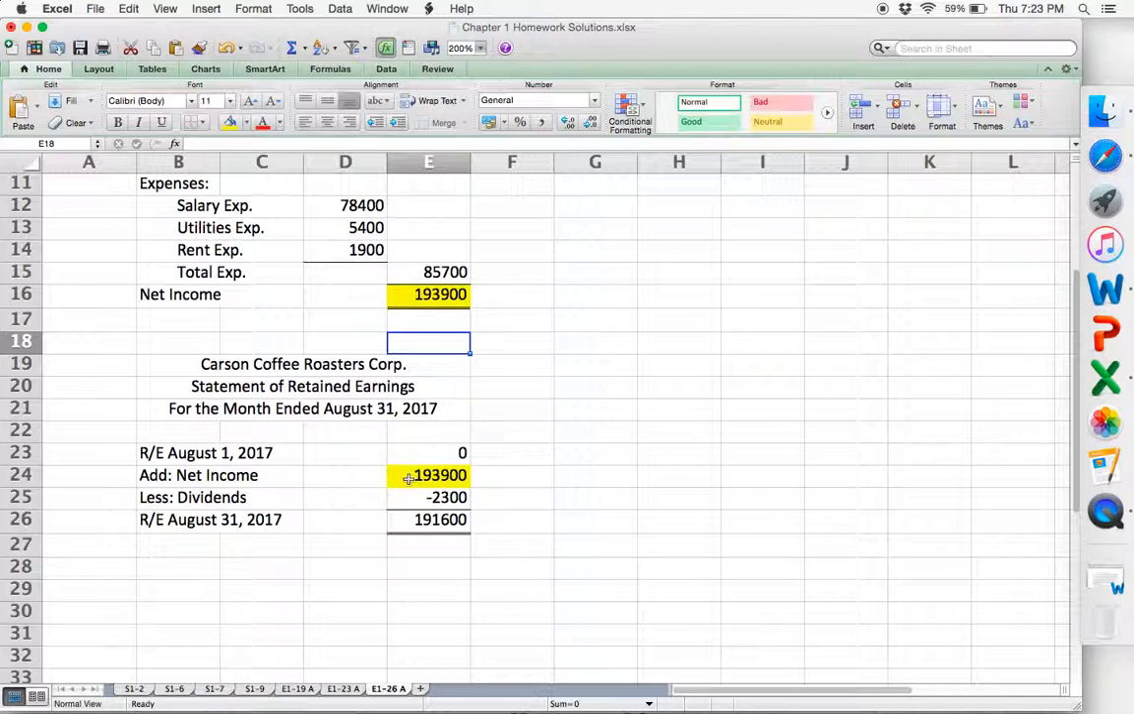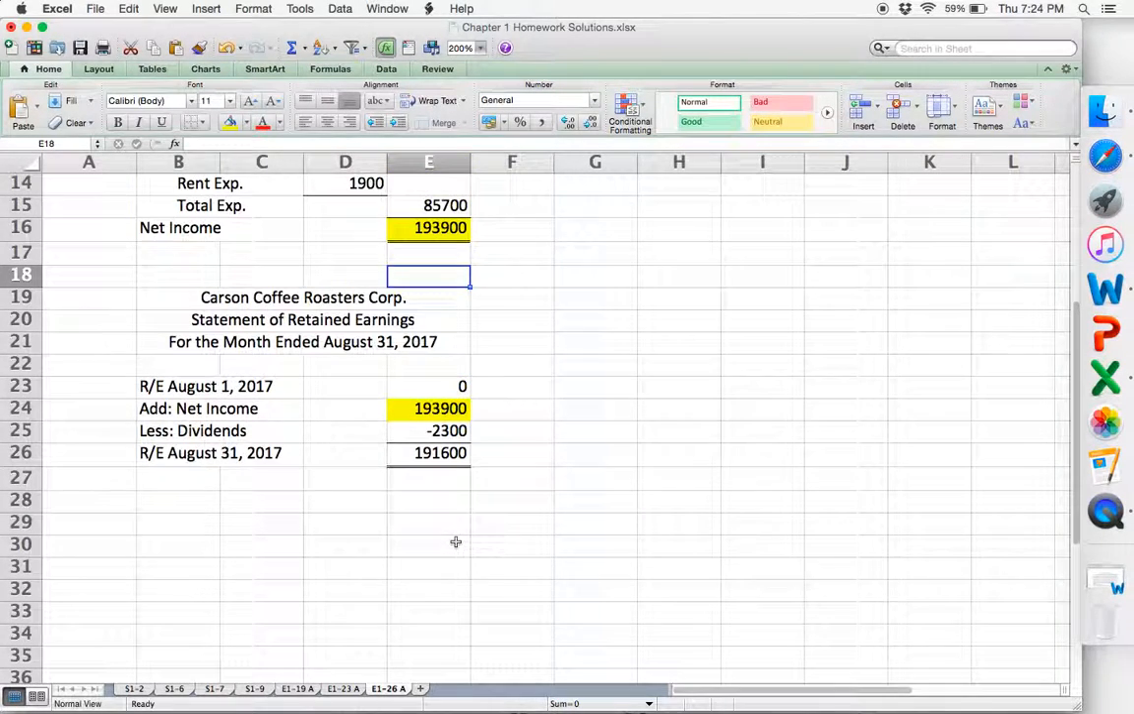In this case, we have a net income, so we just carried that number right there. And then you have to subtract your dividends that they gave out for that period. So in this case, 2,300. So that means your ending balance after all of this math, after adding your beginning balance with your net income, subtracting out dividends, our ending balance here is 191,600 for your statement of retained earnings.